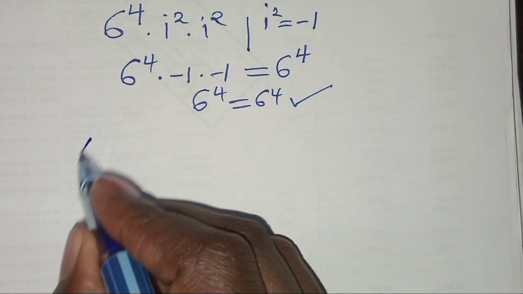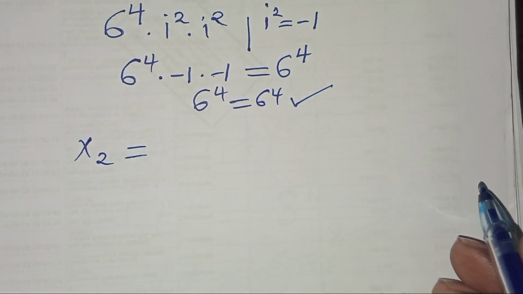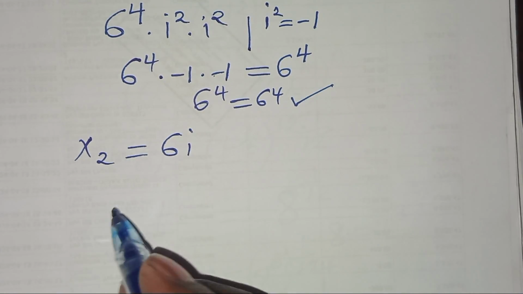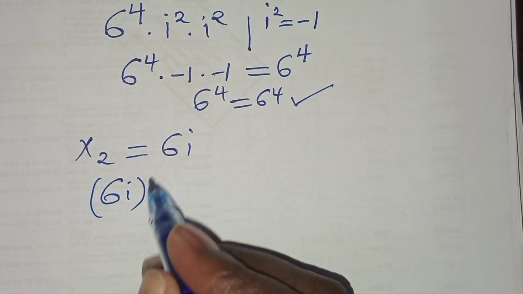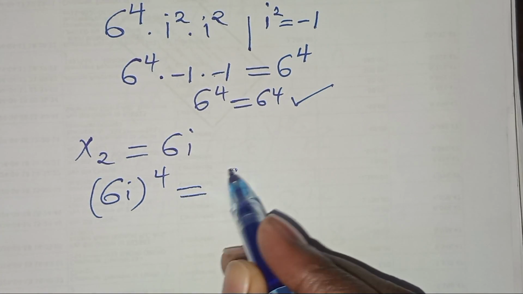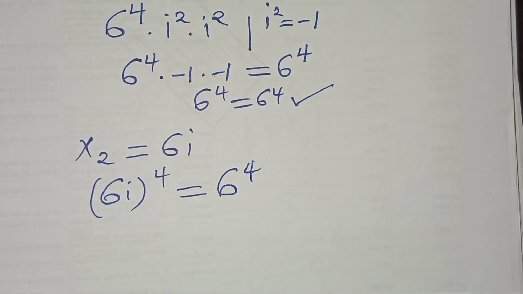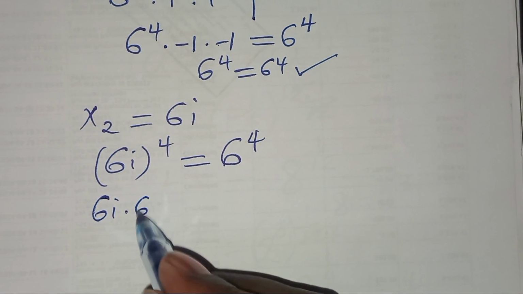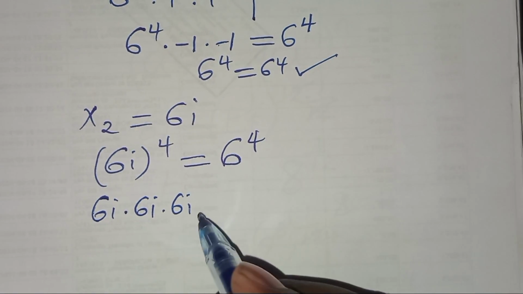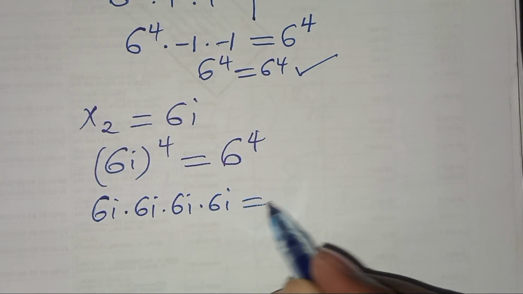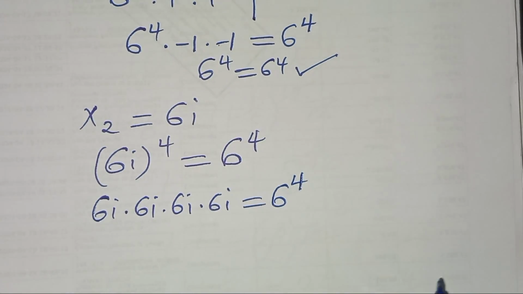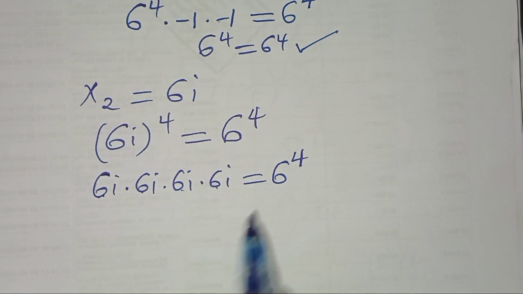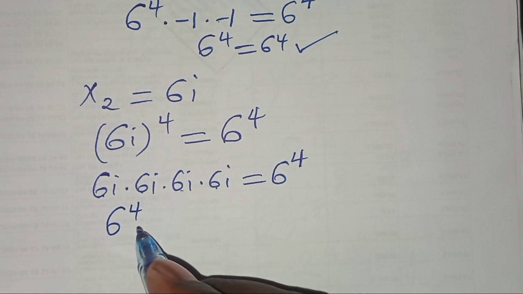Let's move to x2 here. x2 is equal to 6i. The same thing here. So (6i) raised to power 4 should be equal to 6 to power 4. Now here we have 6i times 6i times 6i times 6i. This is equal to 6 to power 4. Now here we have 6 times 6 times 6 times 6, and this is 6 to power 4.